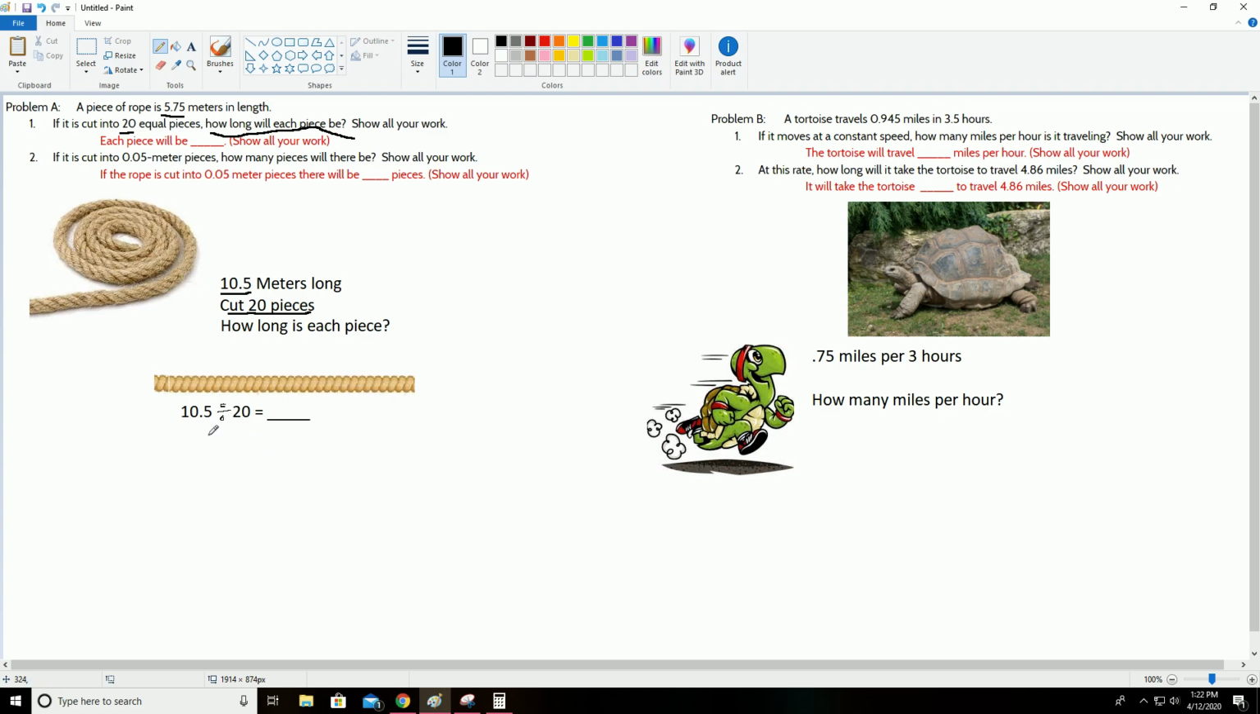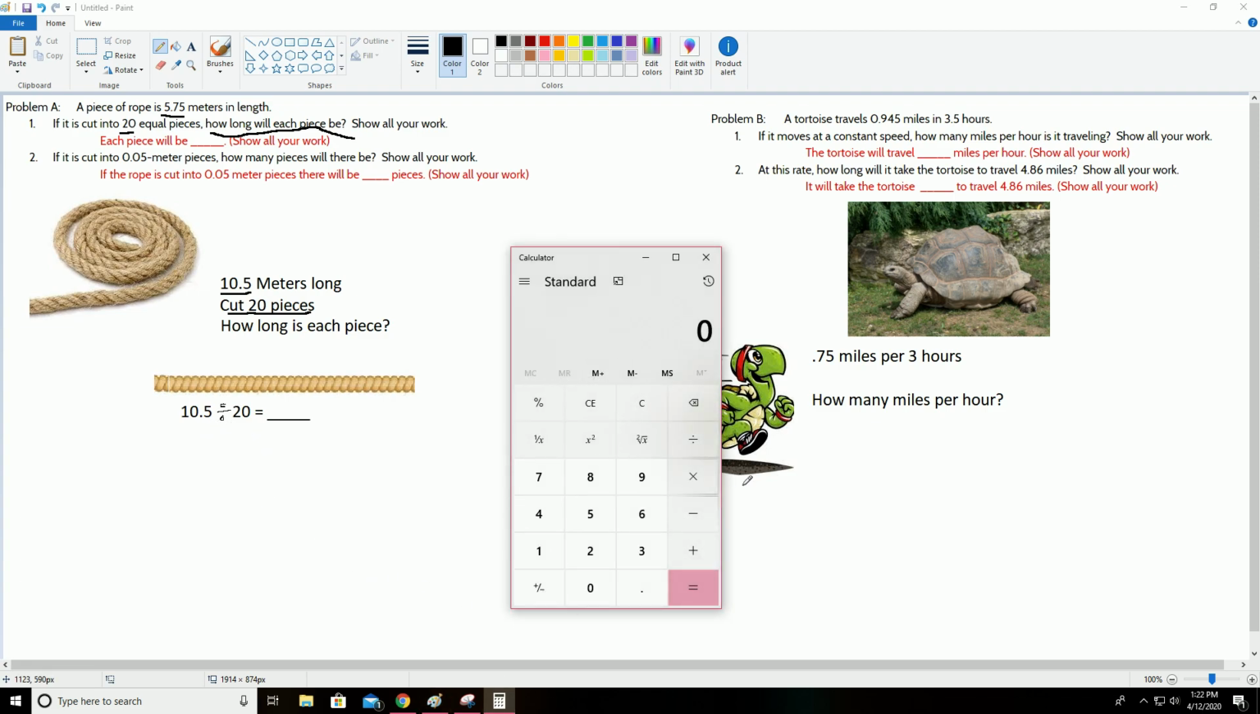All right, so to get started, we have our division problem. I'm using the calculator on my computer. You can use this or you can use your own. So if I start out here, I'm just going to type 10.5, because that's how long my rope is, and I want to divide it into 20 equal pieces. And this tells me how many meters long each piece is going to be, which is what I wanted to know. How long is each piece?